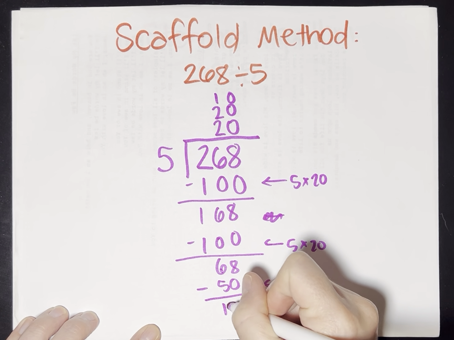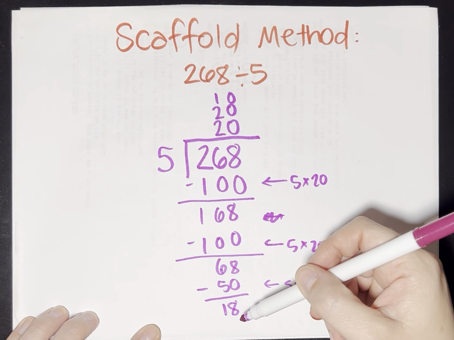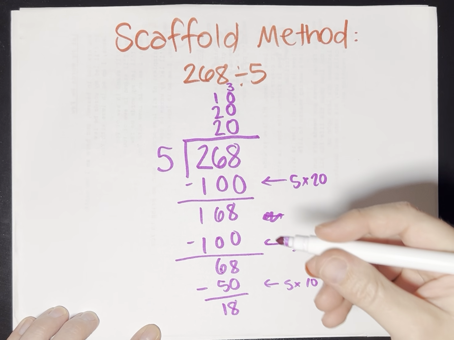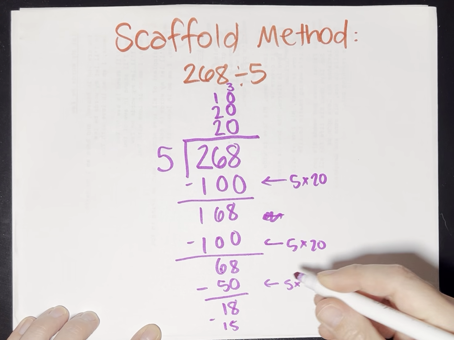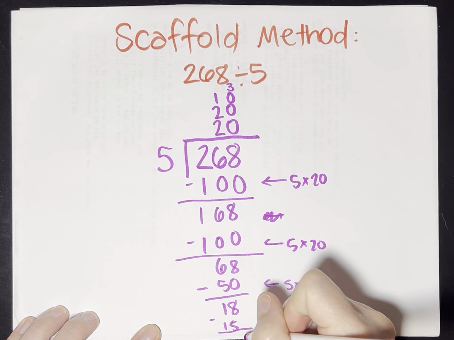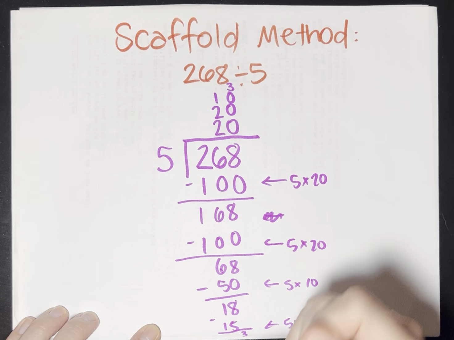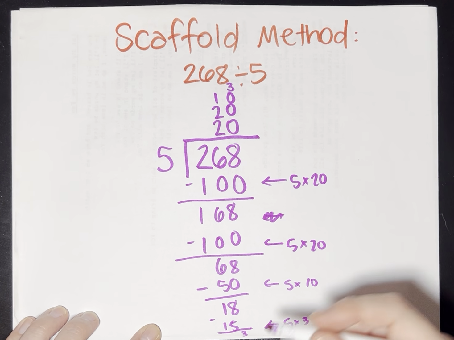I have 18 left, so I say, how many times does 5 go into 18? The answer is 3, and so I put a 3 up there at the top, and 5 times 3 is 15. I subtract, this one's 5 times 3. 18 minus 15 is 3, and I could keep going with decimal places if I wanted to, but in this particular case, I'm going to leave that 3 as a remainder.